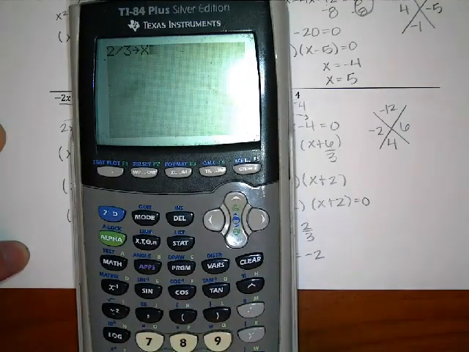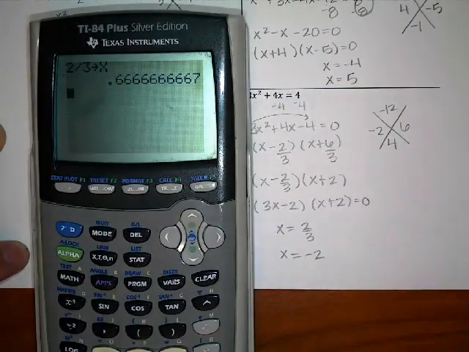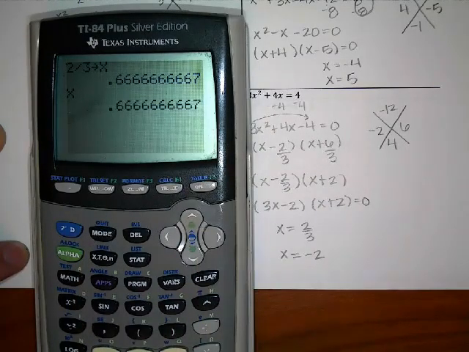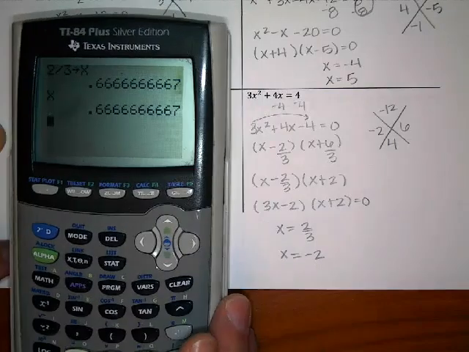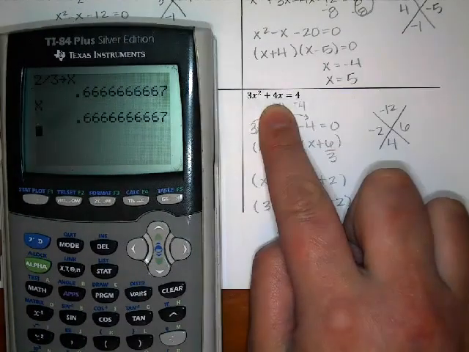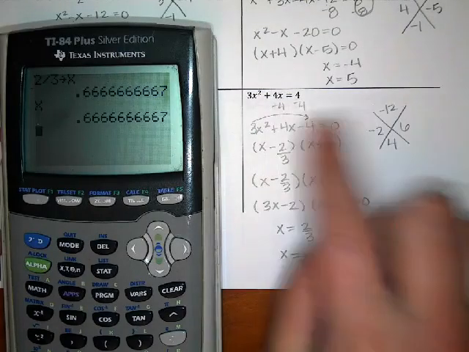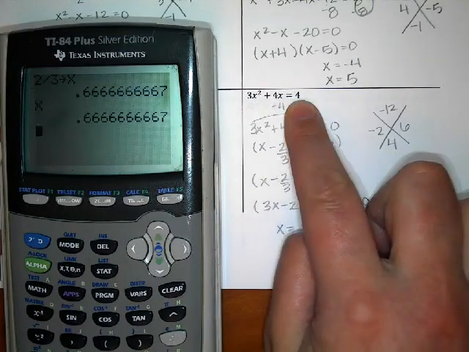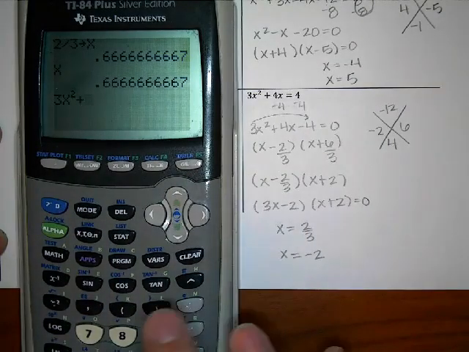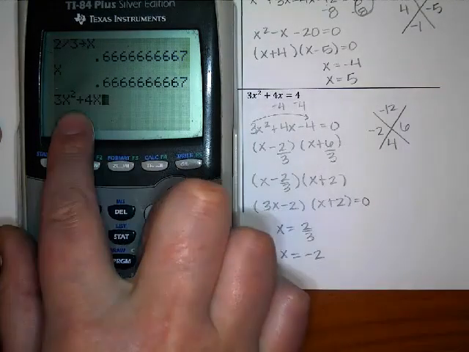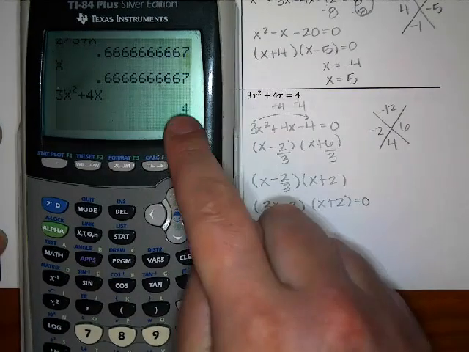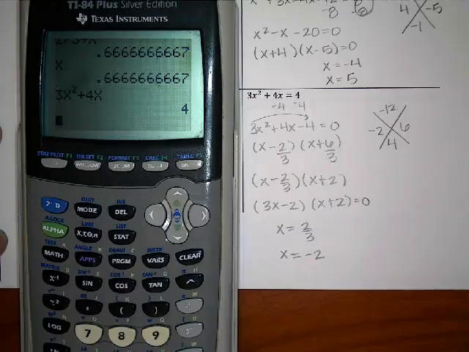So this was one of my solutions. I'm taking the 2/3, storing it as x, and now anytime I type x, it's going to spit out 2/3 as an answer. And what I want to do is make sure that if I go back to the original problem, 3x squared plus 4x, when I plug in 2/3, it gives me 4. So 3x squared plus 4x, and each time I'm typing in the x, it's typing in 2/3 for me. That gives me 4. So that means that I got the right answer.